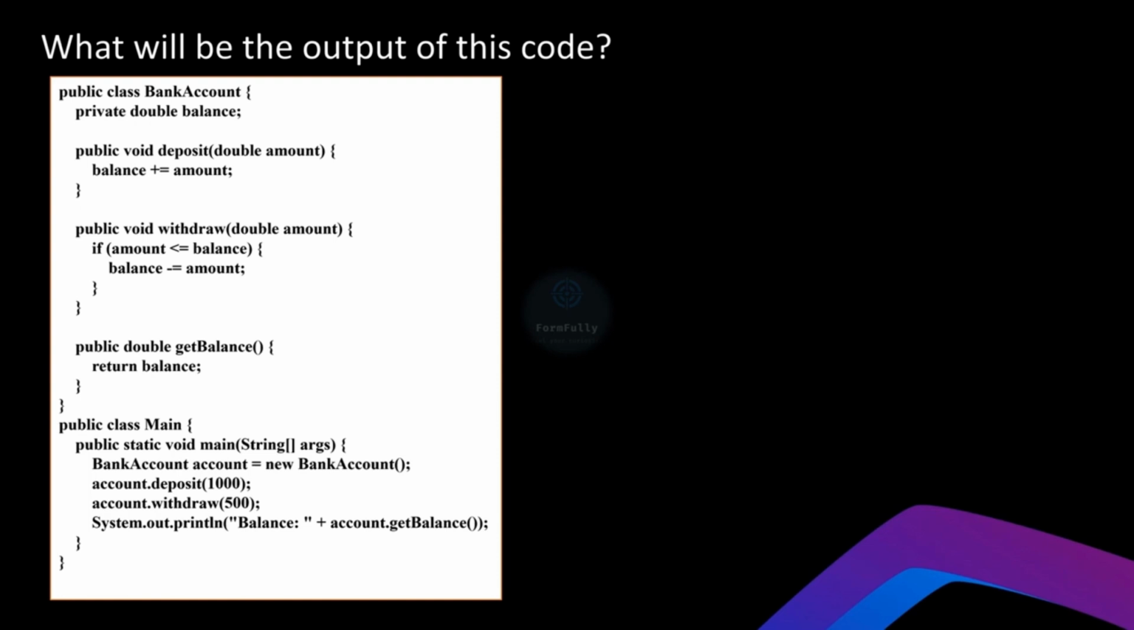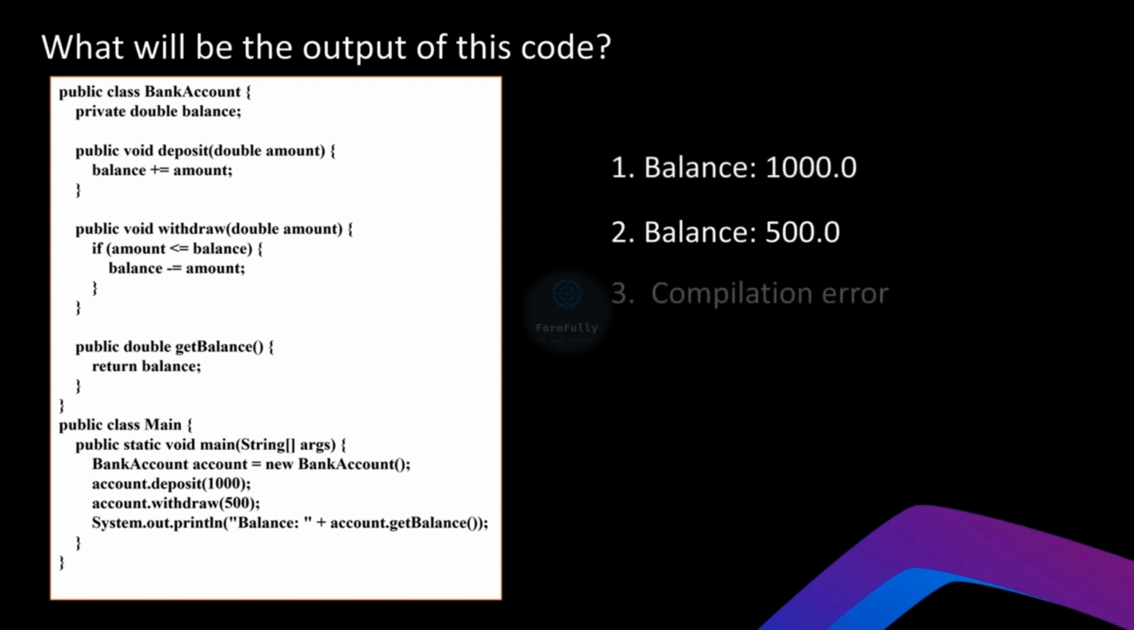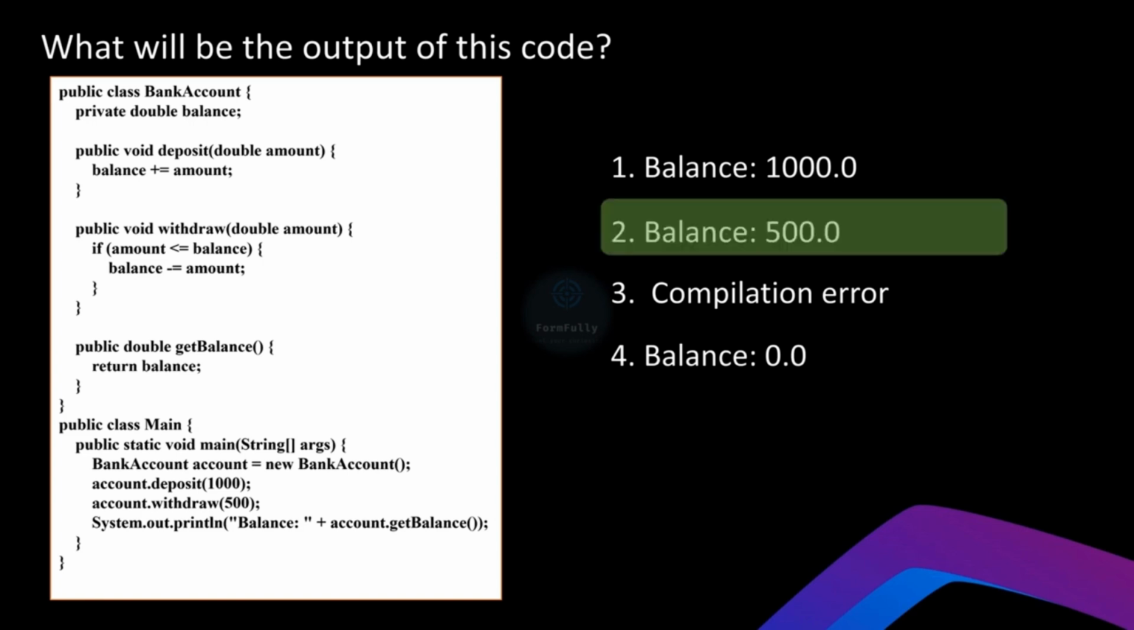Next snippet question. What will be the output of this code? So here are the options for this code. I will suggest first pause the video and think about the option. I hope you have found the correct option. The correct option is balance 500 because let's see the code.